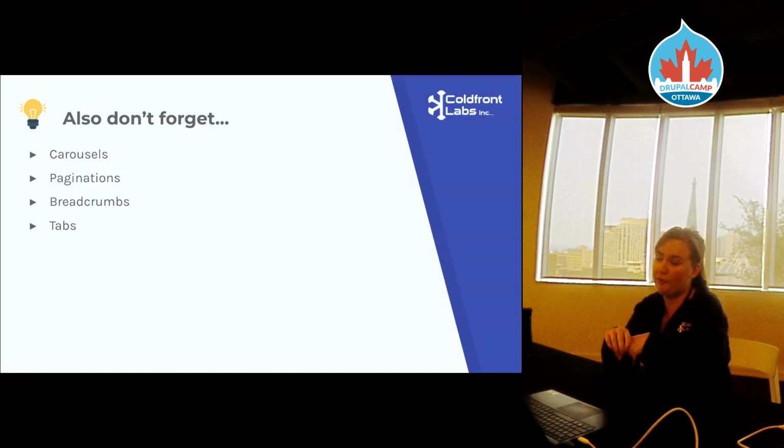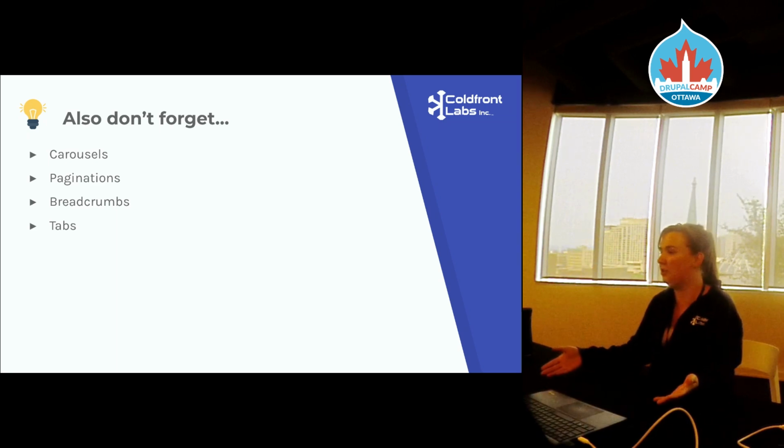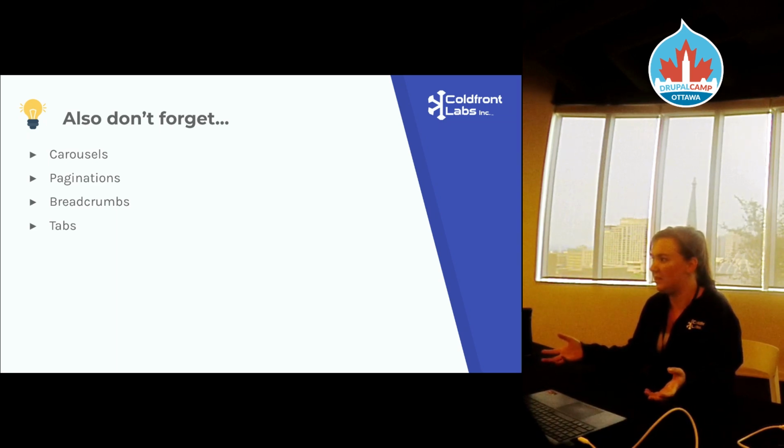And then just don't forget, there are a lot of other elements too, like your carousels, your paginations, breadcrumbs if you have them, tab styles. So it's just adding more to your library. It's literally the library, how everything's going to look once it's all styled and set up. So those are just a few other things that you can get styled and figure out what the client is looking for.